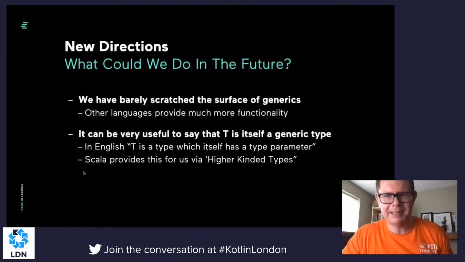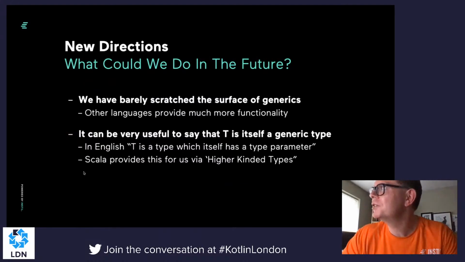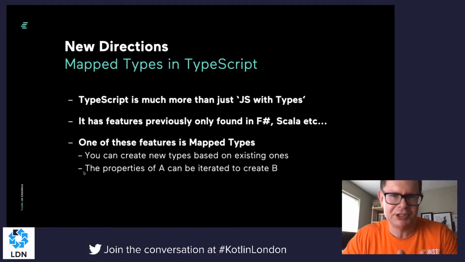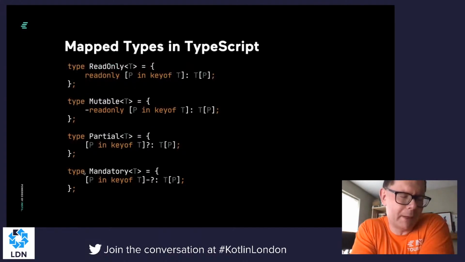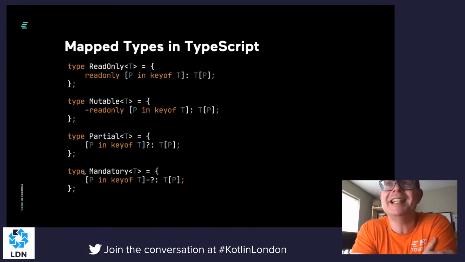So is Kotlin better? Of course, otherwise I wouldn't be doing this talk. Just to finish off, where might we go in the future? We have barely scratched the surface in Kotlin and in Java of where we could go with generics. Let me show you a really interesting feature. One of the places where they're really pushing generics to the max is inside TypeScript. They're doing lots of really fun stuff in TypeScript at the moment.